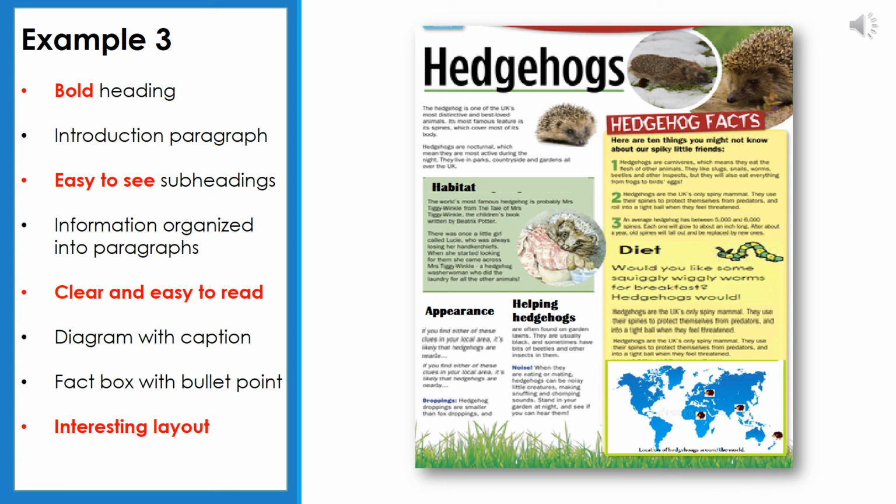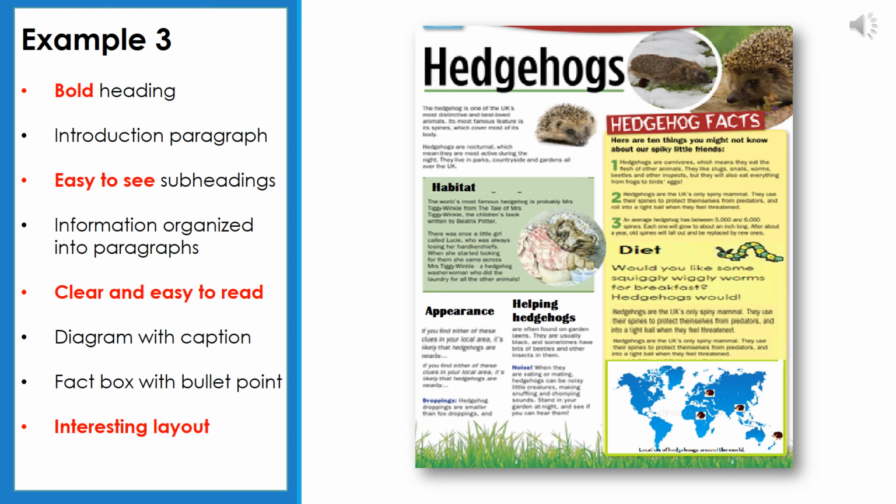You can see that we've used one green box here to separate the information, so it's not too much writing all together. And then also we've got on the right hand side the facts, and they're numbered instead of bullet points, which is okay. And then we've got the diet underneath. So everything's very clear and easy to read.